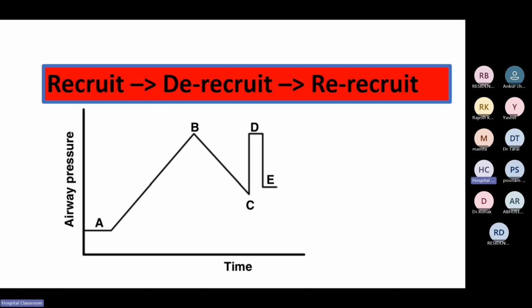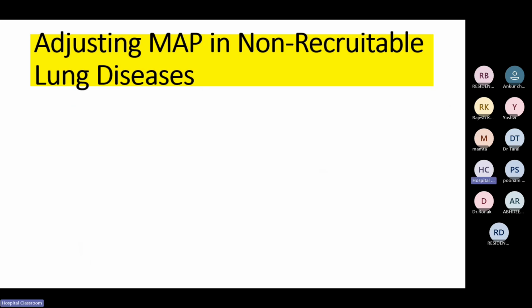It may sound a little bit complicated, but if you do it in clinical practice, it will be easy. Once you have started a child on a particular mean airway pressure and once you have recruited the lungs, how do you adjust the mean airway pressure in non-recruitable lung diseases? If I'm dealing with meconium aspiration or maybe BPD or other non-recruitable lung conditions, how do I adjust the mean airway pressure?